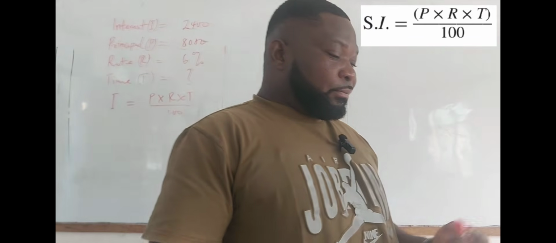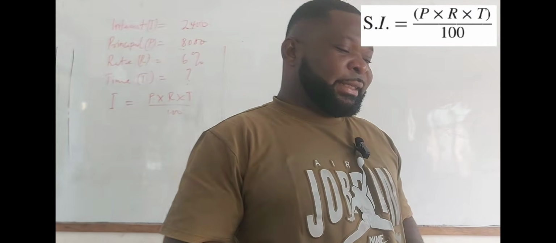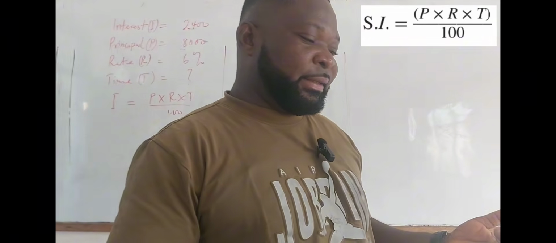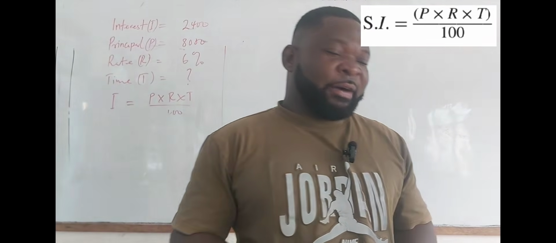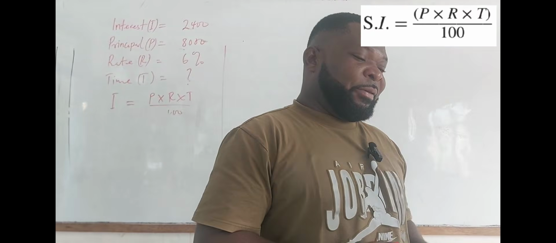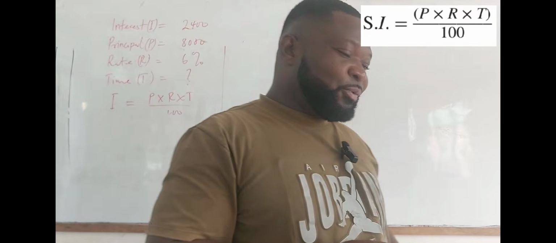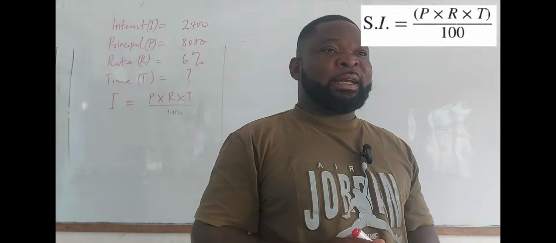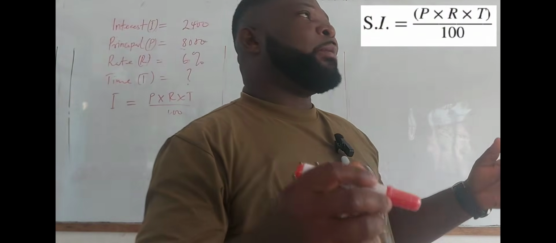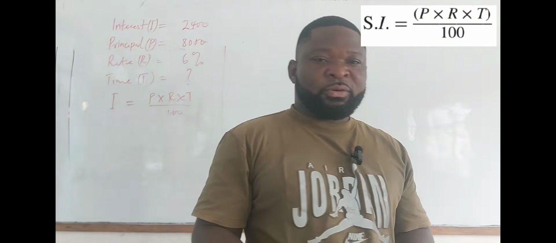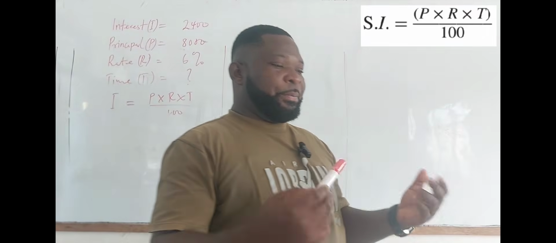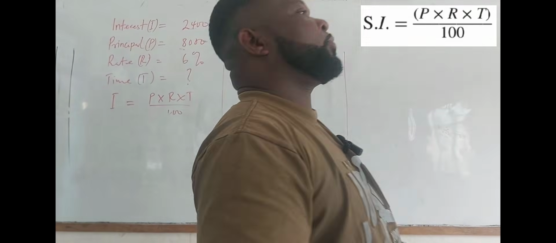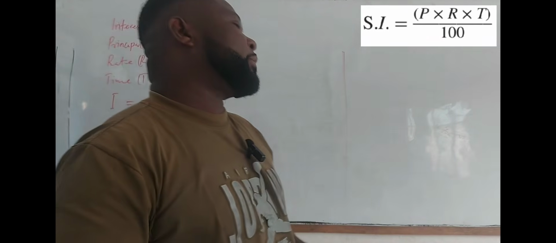And the bank is charging that farmer an interest rate of 6%, and after that has been charged, the farmer paid an interest of 2,400 cedis, right? So they want to find out how many years the farmer is going to use to pay that amount of money, right? In this case, this is also a simple interest question.